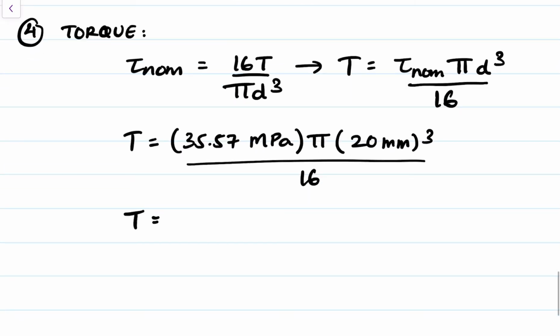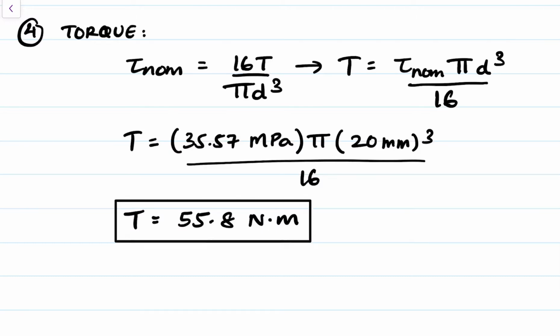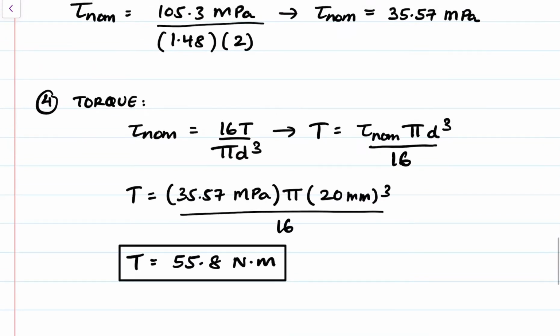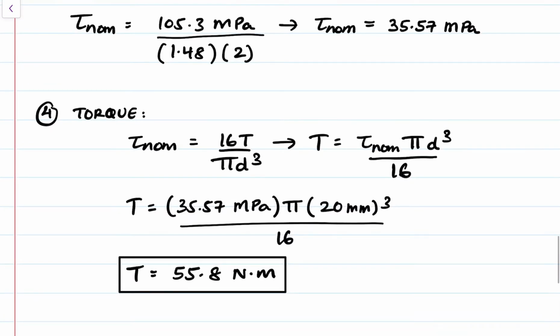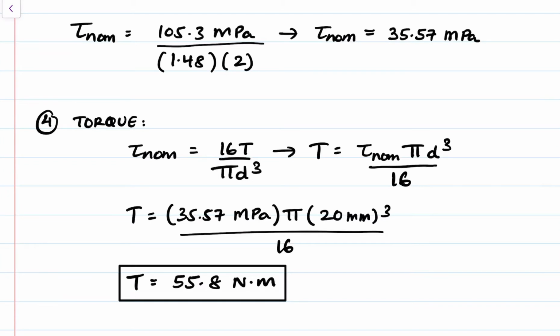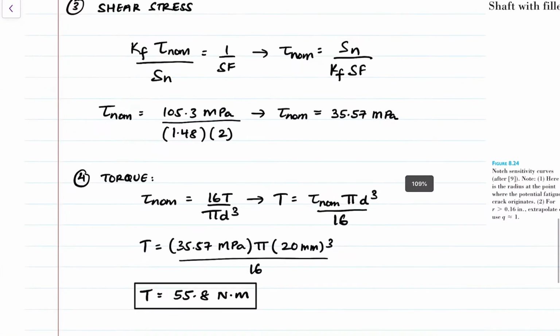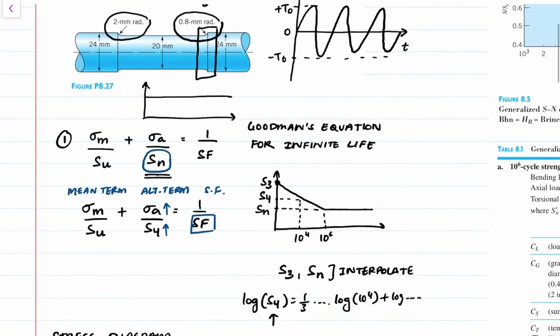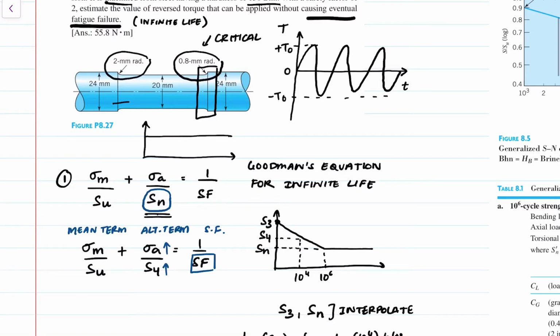That gives us T equal to 55.8 Newton meters. So theoretically, if I were to apply a reversed torque of 55.8 Newton meters on this rod, I would achieve a factor of safety of 2, given the stress concentration factors. The value would be lower if we chose this, for example, the 20 millimeter radius.